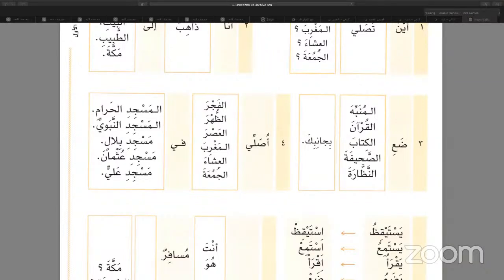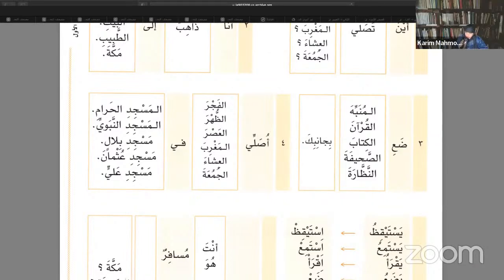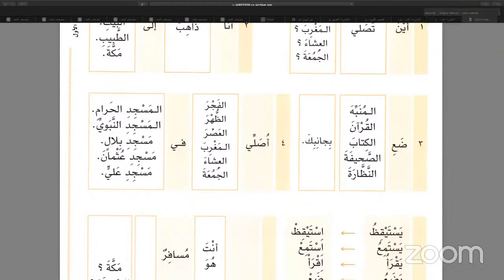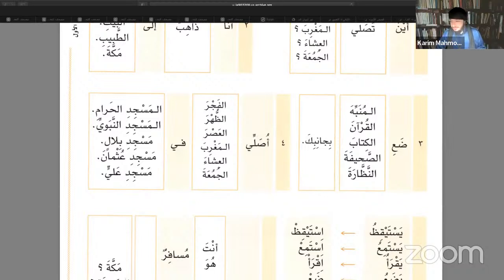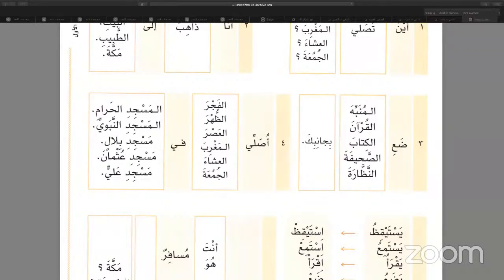Masjid Uthman. Uthman. Pray Maghrib in Masjid Uthman. Continue. Last one.